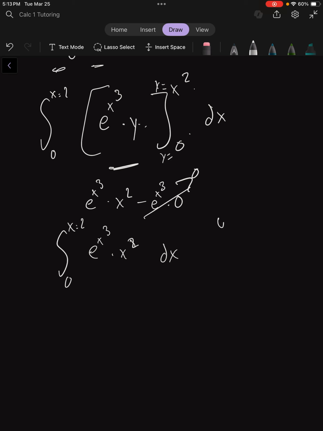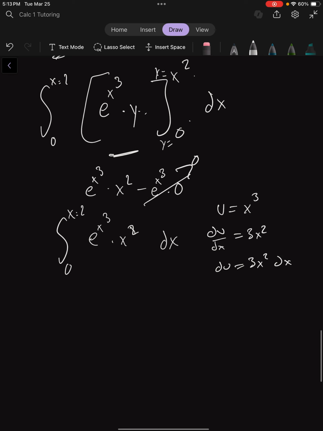The way I'm going to attack this one is with u substitution. So I'm going to let u equals x cubed, which means that du dx equals 3x squared, or du equals 3x squared dx. So with that, we can do u substitution and we'll get e to the u times. Remember, we have to account for this 3 because we have the x squared here, but we don't have a 3 in this problem. So I'm going to put a 1/3 on the outside of the integral, and then this is du right here.